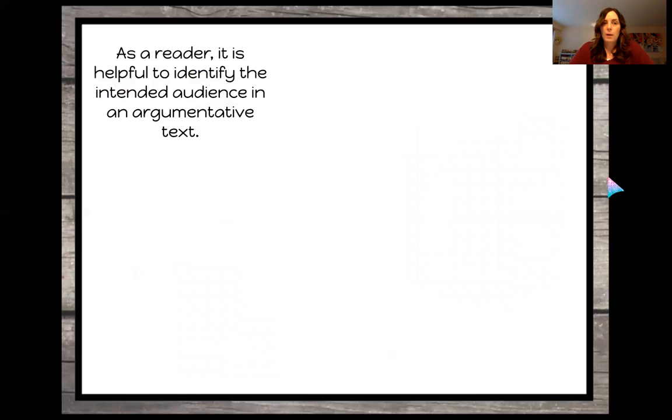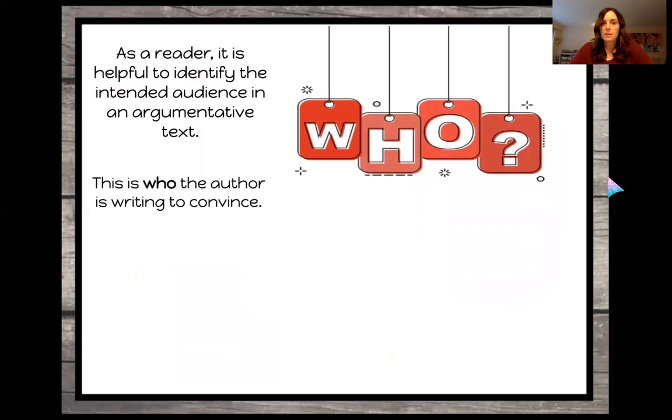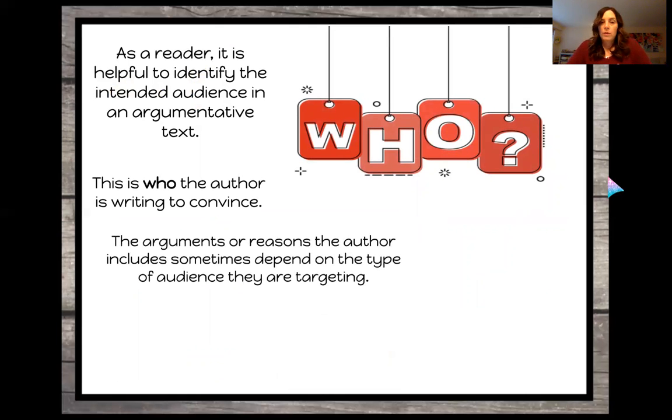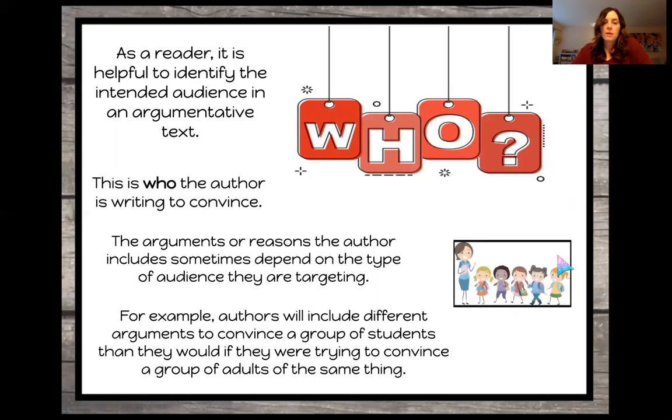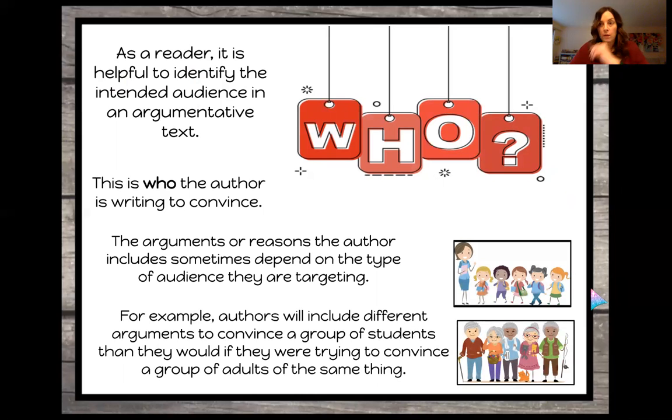As a reader, it's also helpful to identify the intended audience in an argumentative text. So this is who the author is trying to convince. The reasons or arguments that an author includes will sometimes depend on the type of audience that they're targeting. Because, for example, authors are going to include different arguments to convince a group of students than they would if they were trying to convince a group of adults the same thing. They're going to try to include reasons and evidence that appeal to whoever their audience is.